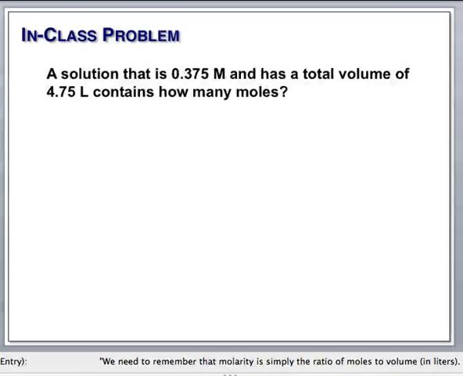The next one, you had to show your work. So it's very simple. We have a concentration of 0.375 moles per liter. We have 4.75 liters of it. How many moles? Concentration times volume gives us moles.